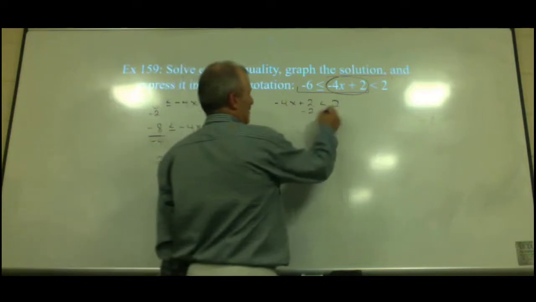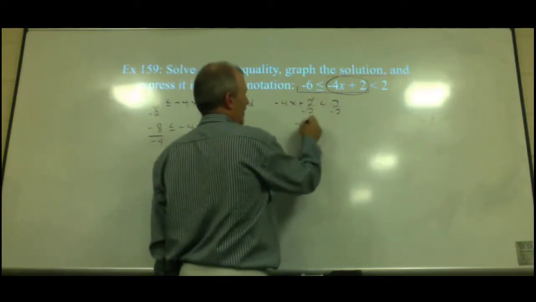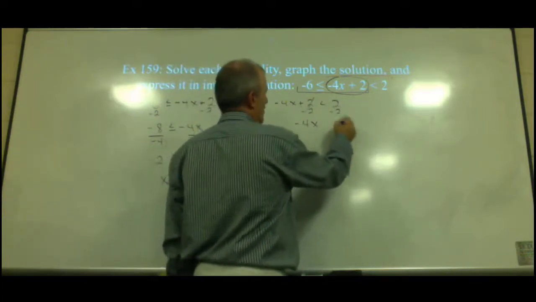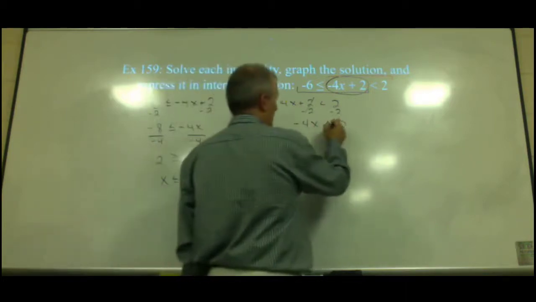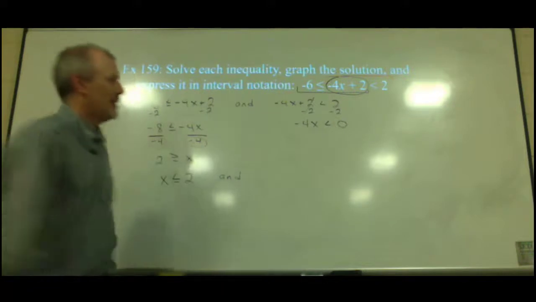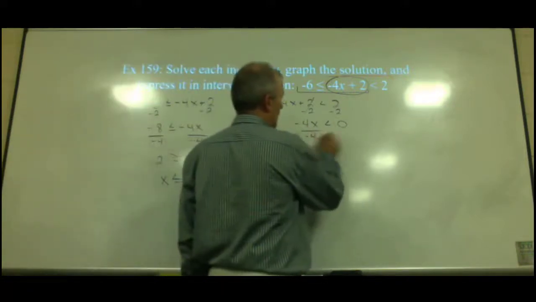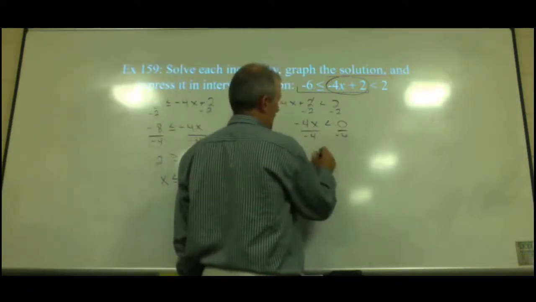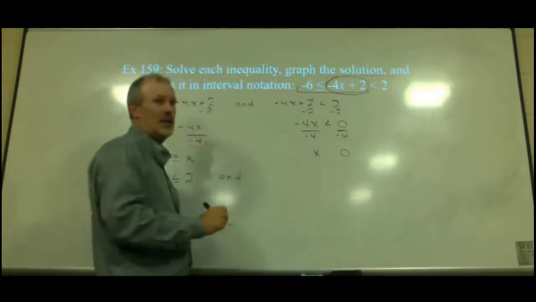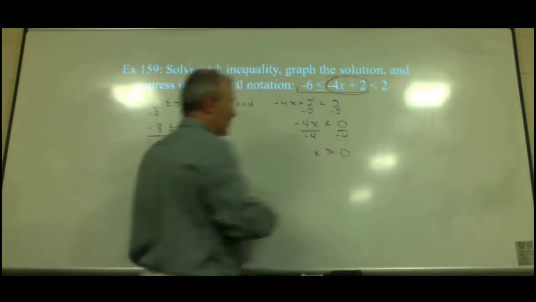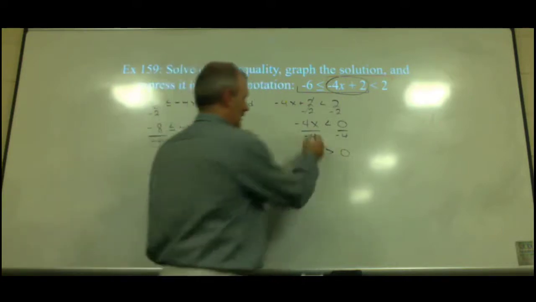Subtract 2. Cancel that out. Negative 4x, and this is a 0 now. Do we switch the sign? No, because we just subtracted. Then what? Divide by negative 4. So x, and 0 divided by negative 4 is still 0. We have to switch the sign because, again, we divided by a negative.